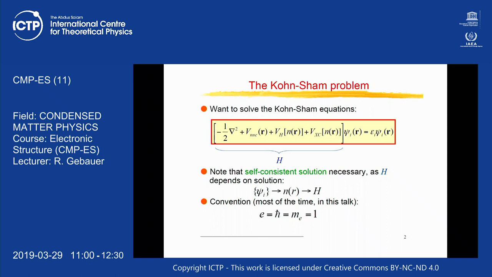Okay? So since this term depends on the density, it means that your Hamiltonian depends on the solution. And therefore we need to do this self-consistent cycle of guessing first the Hamiltonian, then with the result we obtain a better one and so on. So we have to find a self-consistent solution to this. And in self-consistency we have a Kohn-Sham Hamiltonian and Kohn-Sham eigenvectors which are one consistent with the other.